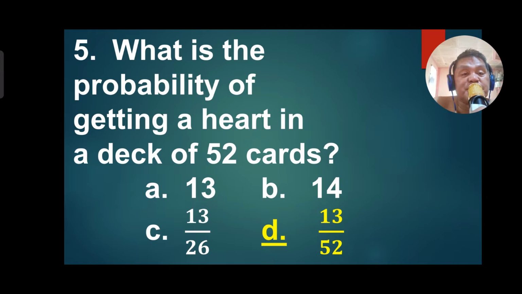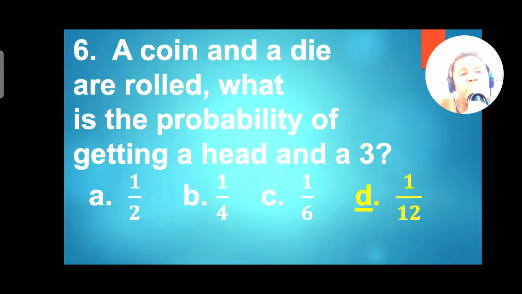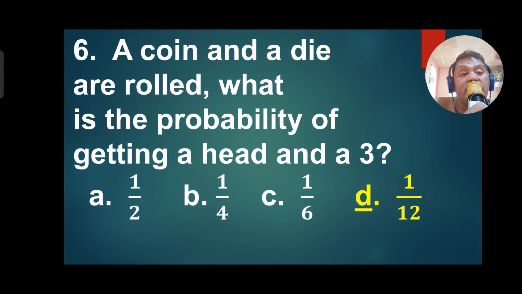So what is the answer? We have letter A, 13. Letter C, 13/26. Letter B, 14. And letter D, 13/52. So we have the answer, or the probable answer here is letter D, 13/52. Number 6. A coin and a die are rolled.